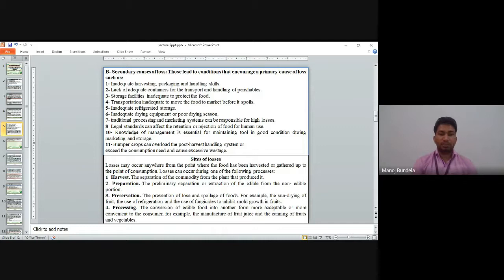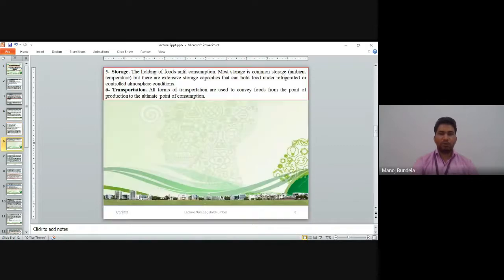Fourth one is processing. The conversion of the edible food into another form more acceptable and more convenient to the consumers. For example, the manufacture of fruit juice and canning of fruits and vegetables. So during the time of processing, when we prepare different processed products from the fruits and vegetables, there are also losses. Means we will not process all fruits. Some fruits are damaged, some fruits are disease affected. We remove those. So that comes under the post-harvest process.